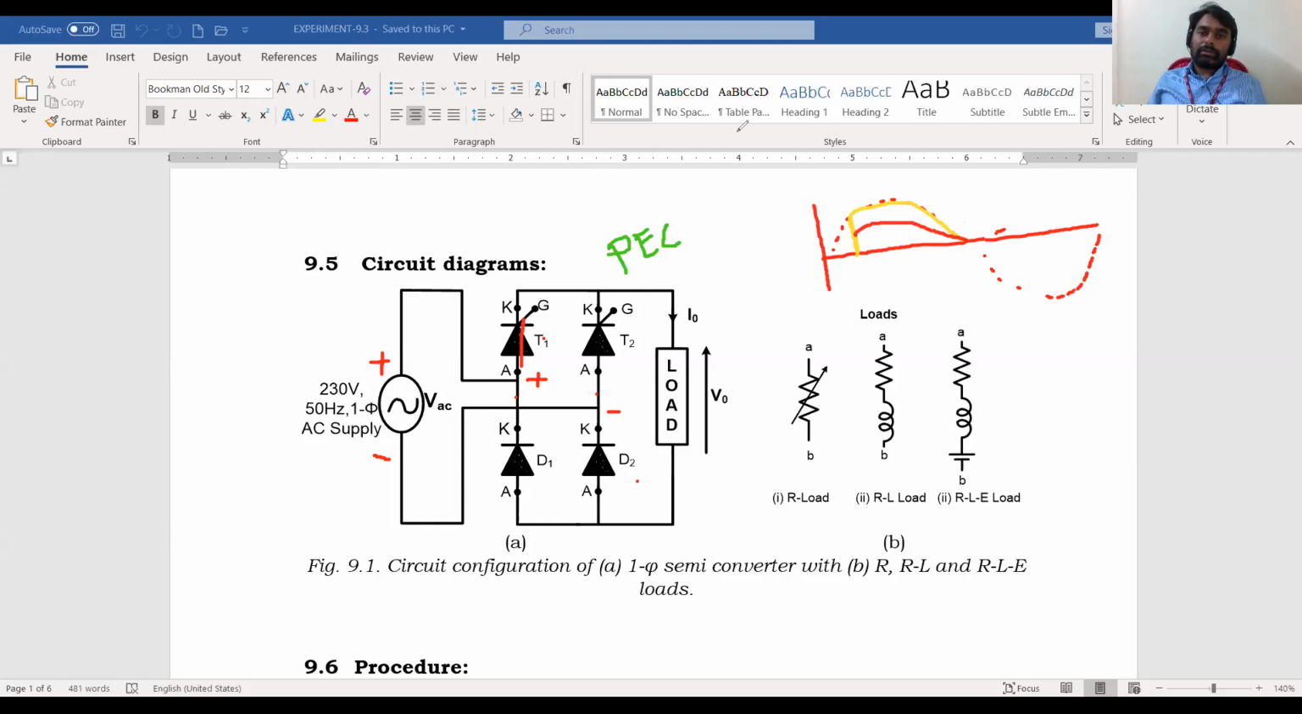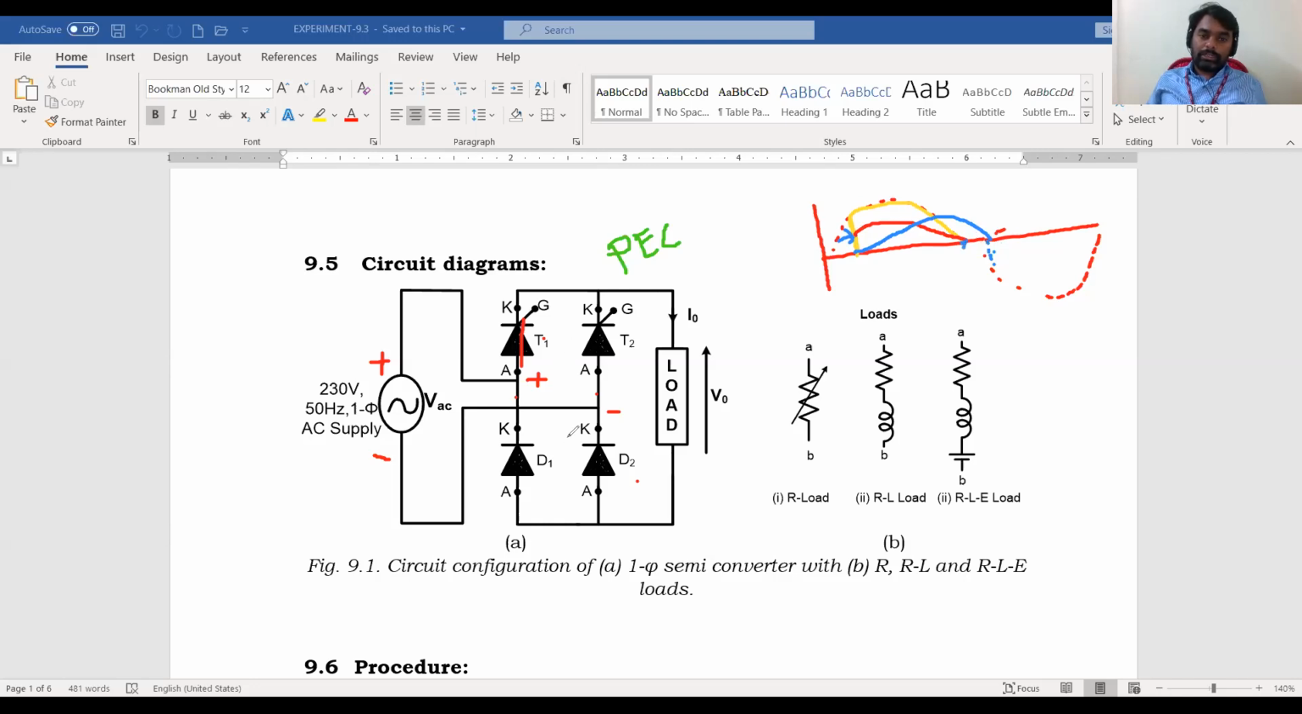But if the load is other than resistive, let us say inductive, the current will lag the voltage by some angle, and the current may extinguish to zero here. Which means the output voltage, which I have shown here in yellow, has to follow the input voltage up to this extent. Now see what happens after omega t equal to pi.